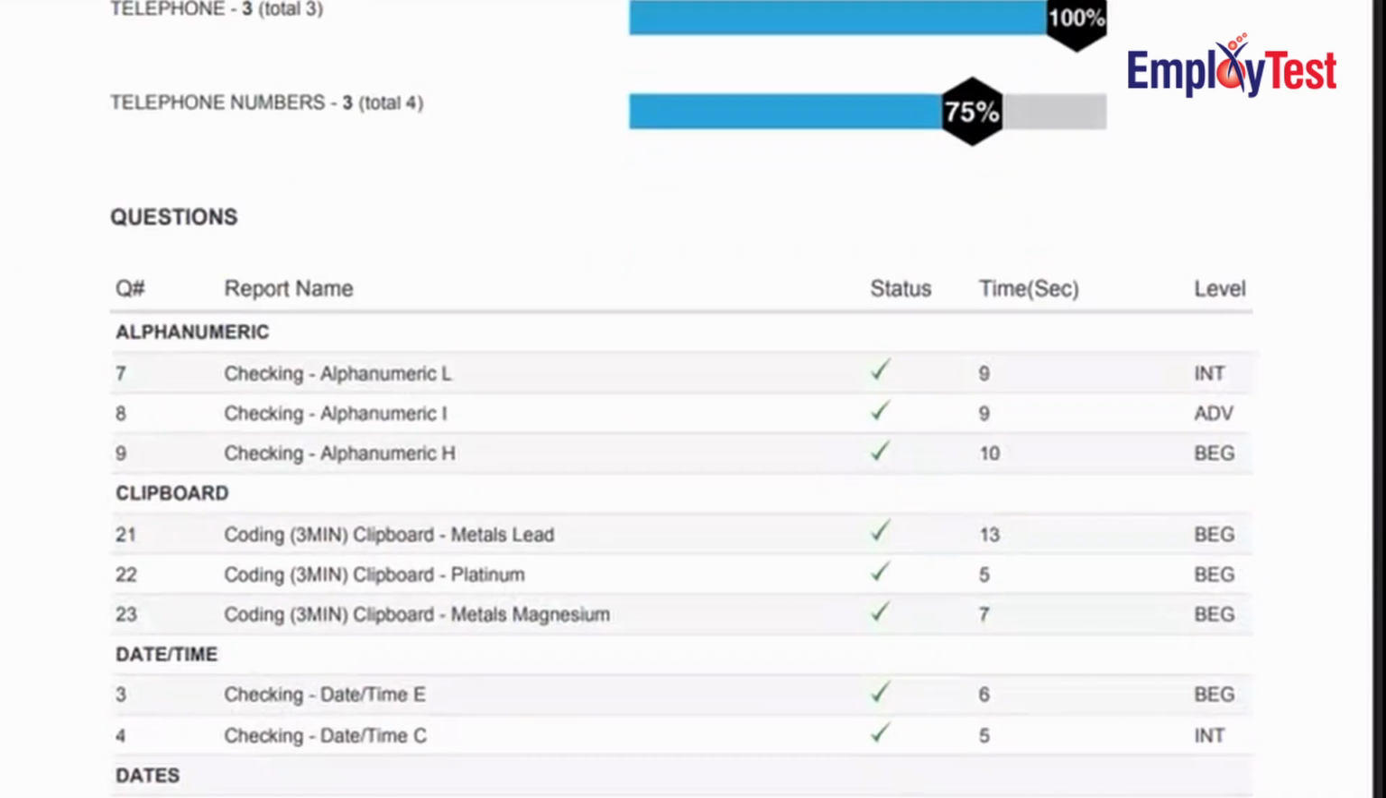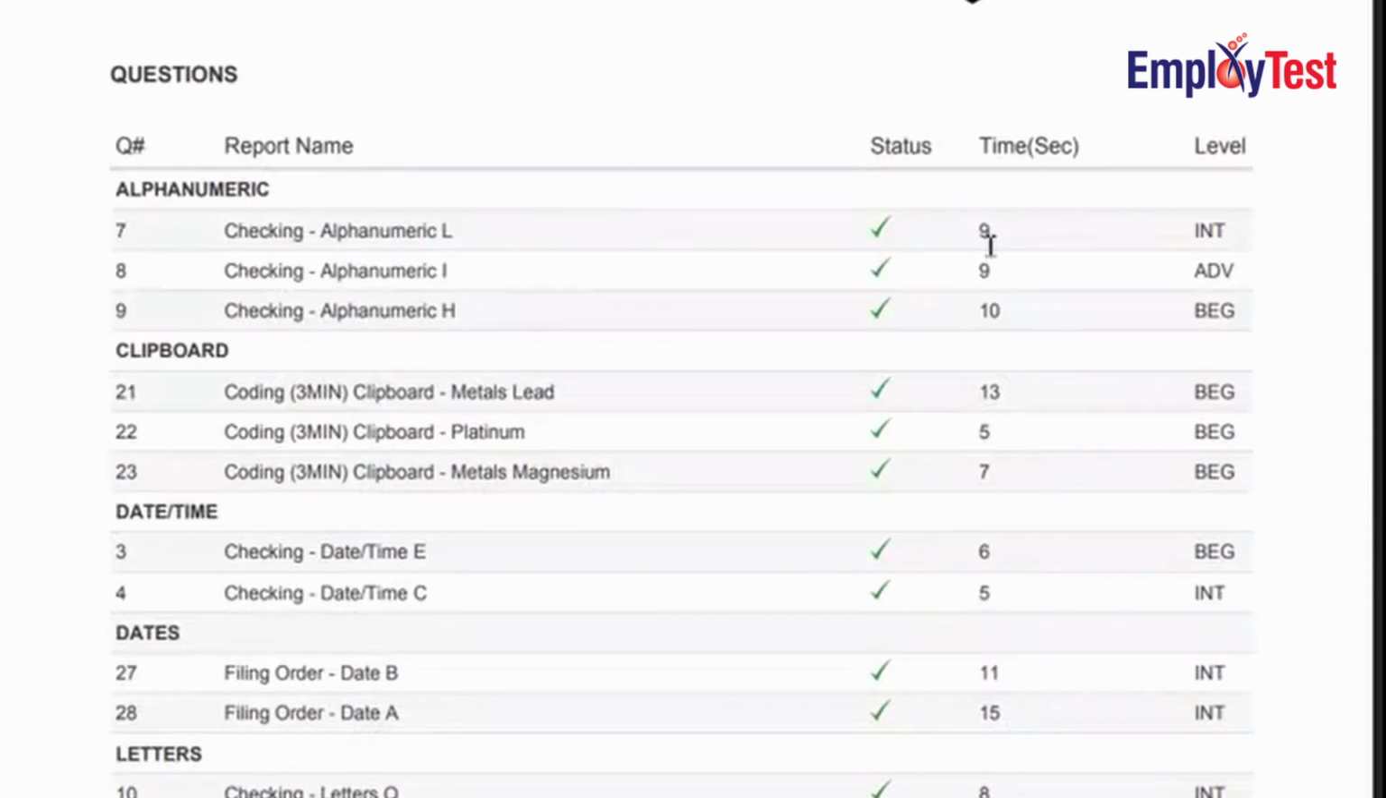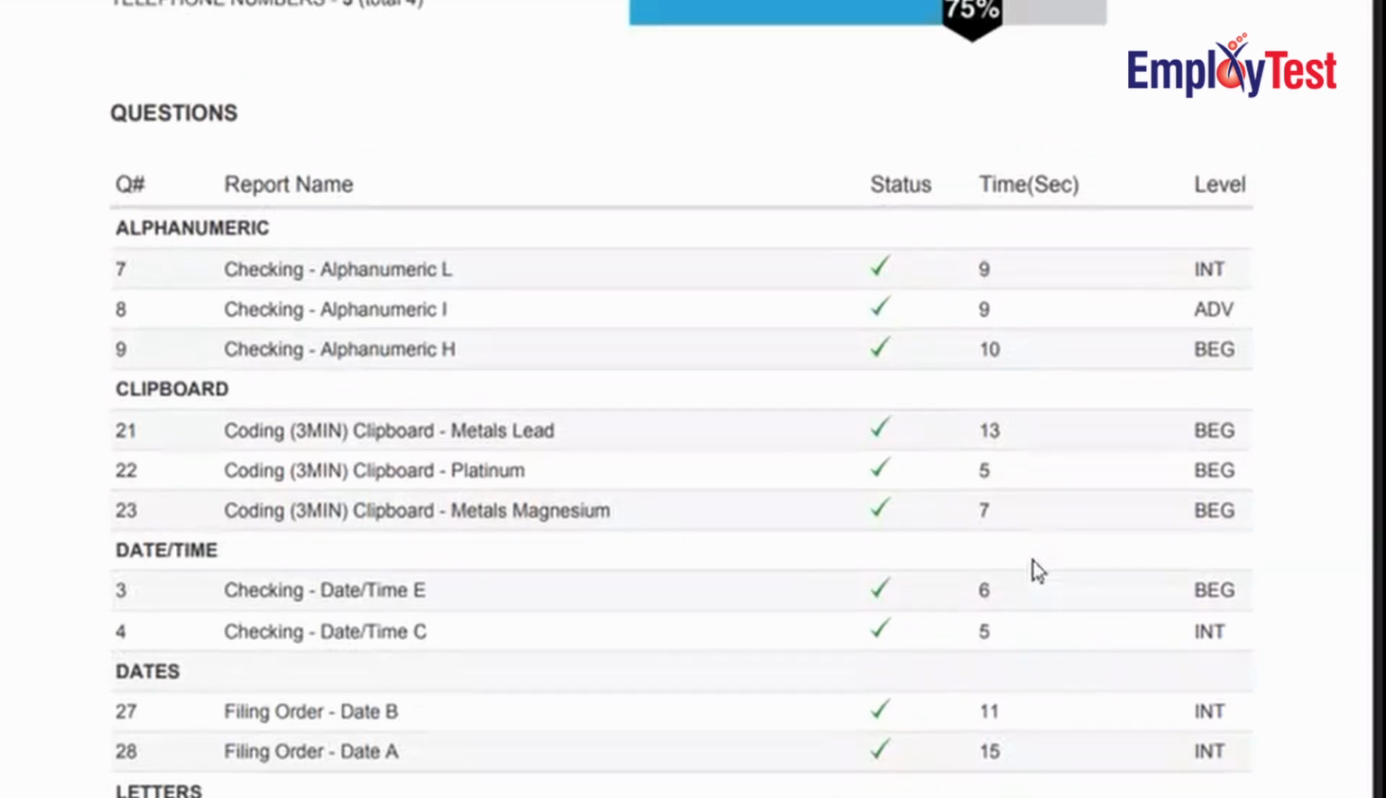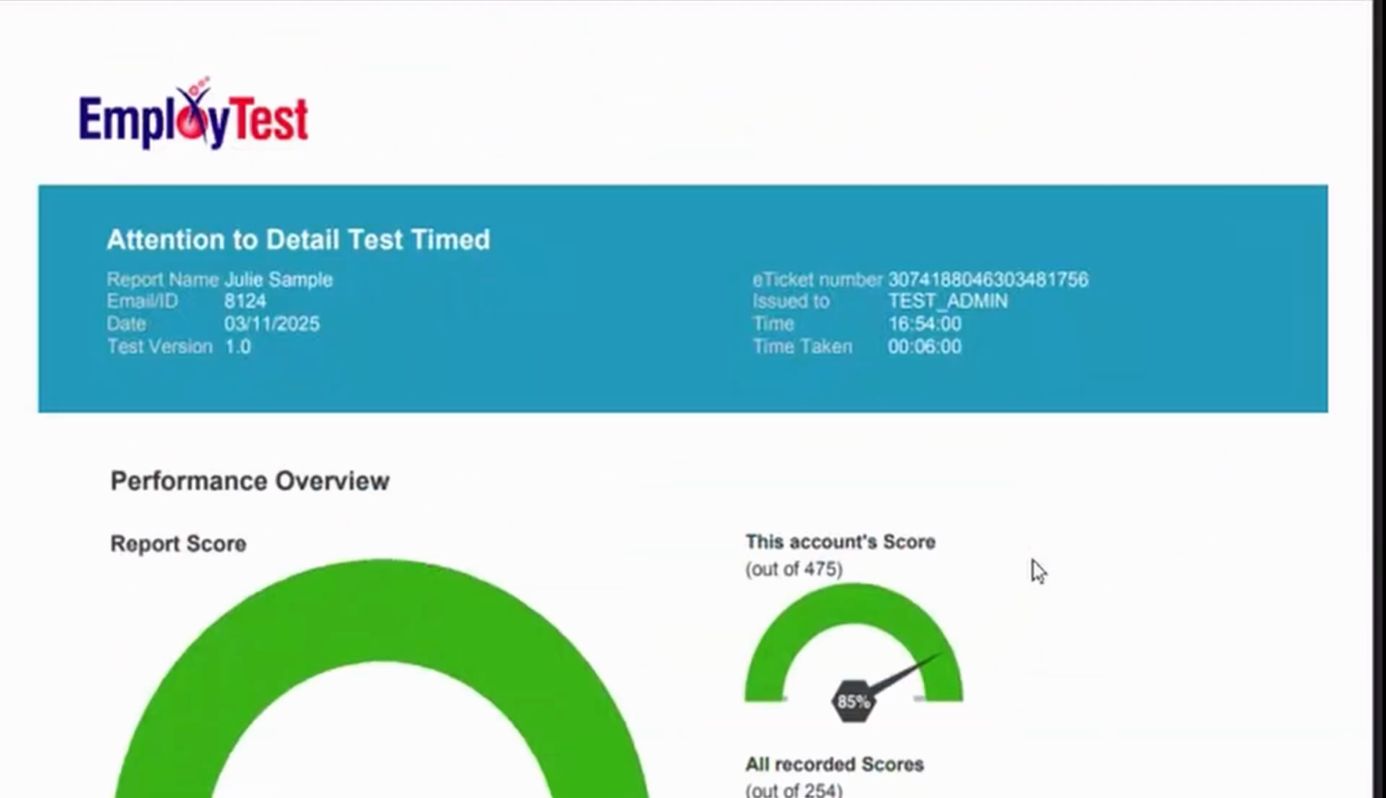And then at the bottom, you will see the table with question-by-question information: green for correct, time spent, and the level per test. So this is a breakdown of how the test reports work for many of our skills tests.